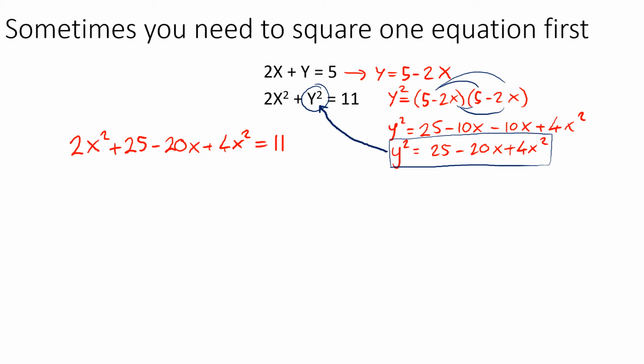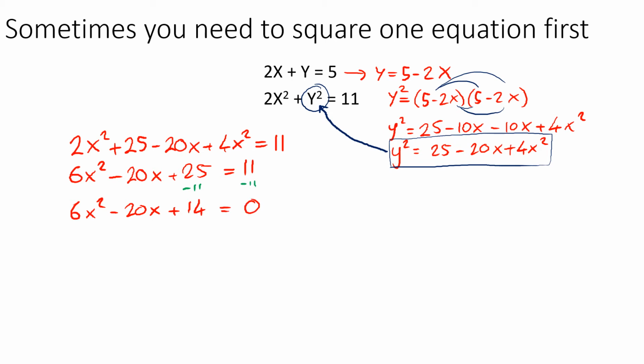Now what should we do with this? We should definitely make one side equal to 0. In fact, even before that, we could probably simplify it. We can put the 2x squared and the 4x squared together to give us 6x squared. And do some rearranging to put it in the normal order that we see, where we've got x squared, x's and numbers, and that's equal to 11. And then we could take away the 11. And we could say that we have got 6x squared minus 20x plus 14 is equal to 0.